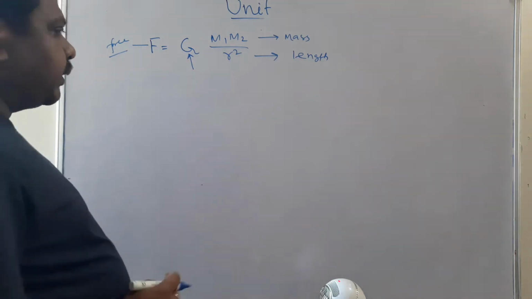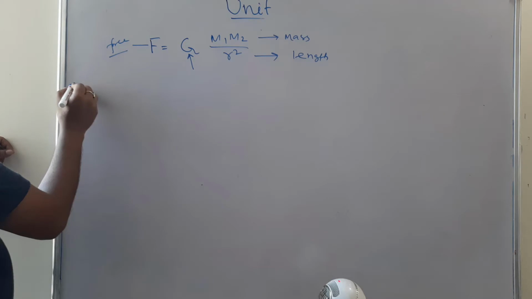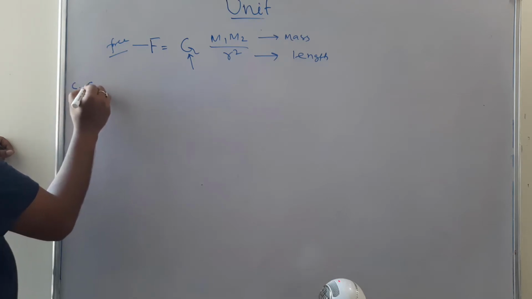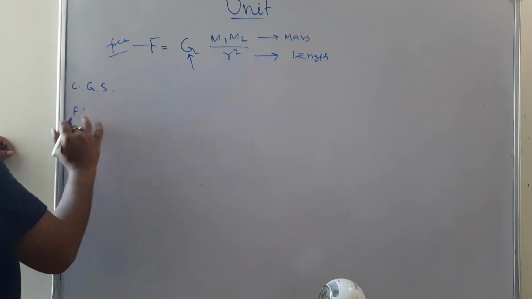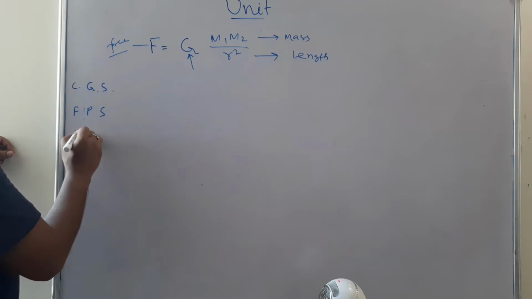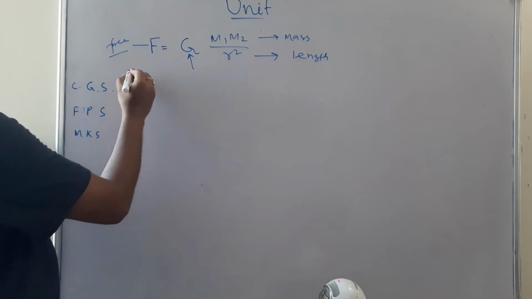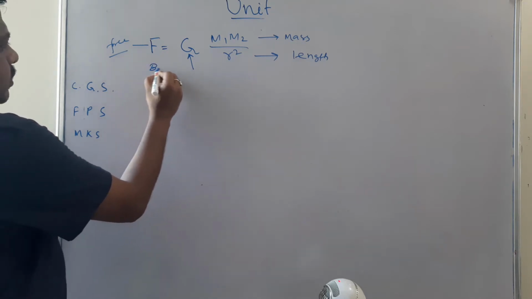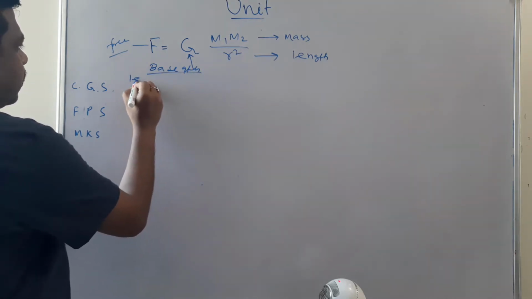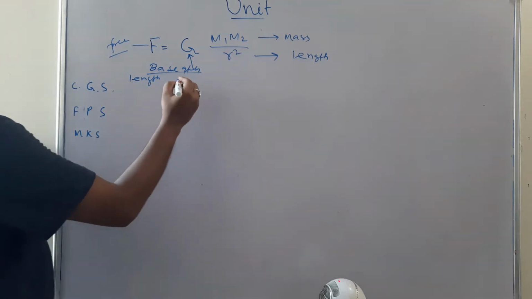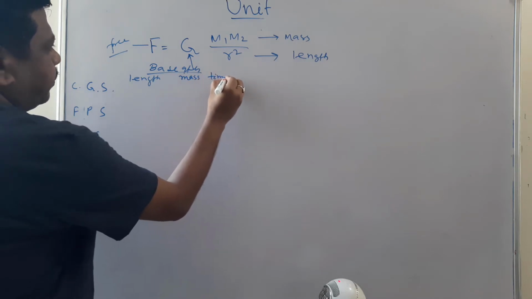units of any quantity. So there are three systems. One is CGS, FPS and MKS. And there are three base quantities. So base, one is length, this is mass and time.